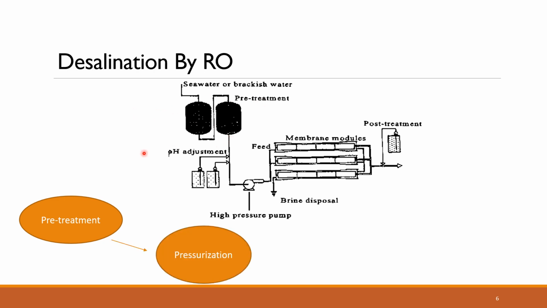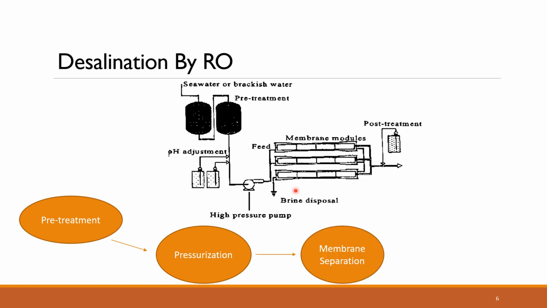In the second step, which is pressurization, it refers to pumping of this pre-treated seawater or brackish water by means of a high pressure pump into the membrane module. The different pressure ranges required for seawater and brackish water we've already seen. So at that pressure, the pump will pump the pre-treated water into the membrane module.